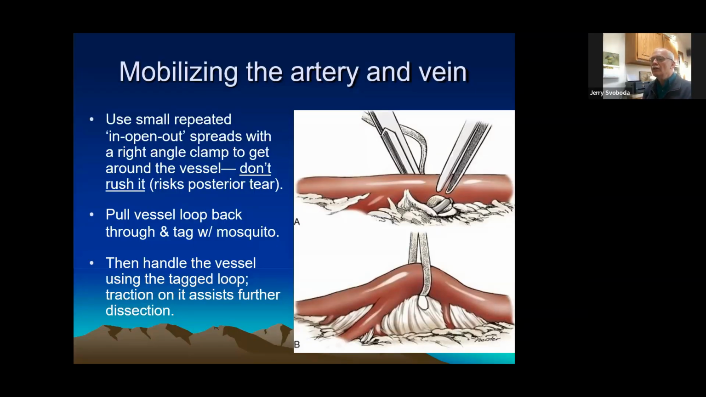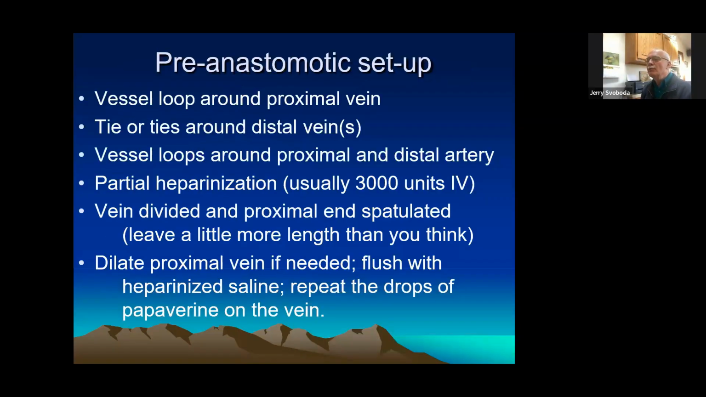When the maneuver to get behind the vein or the artery is small, use repeated spreads with the right angle clamp. It can be done with a hemostat, but if you have one of these tiny right angle clamps, it makes it much easier. Once you have the vessel loop around the vein, you want to have vessel loops around the artery, both distally and proximally to where you're going to make your connection.